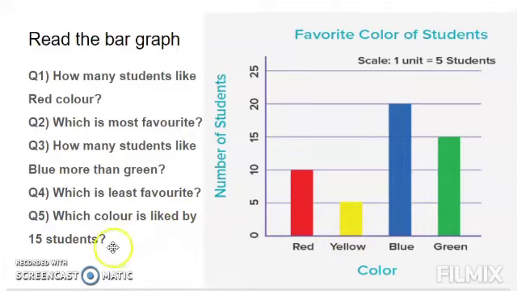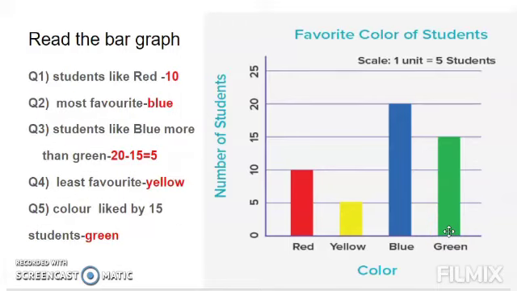Which color is liked by 15 students? So 15 students, let us see. 15 students is showing the green color. So number of students who like 15 is by the green color. So the answer is green.